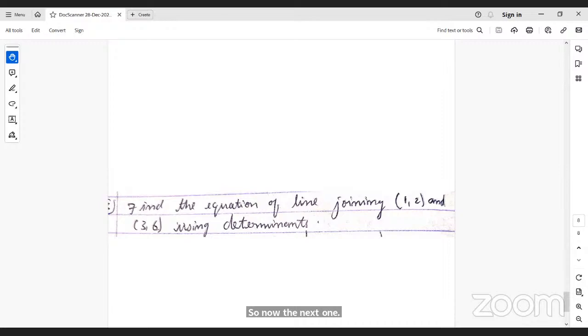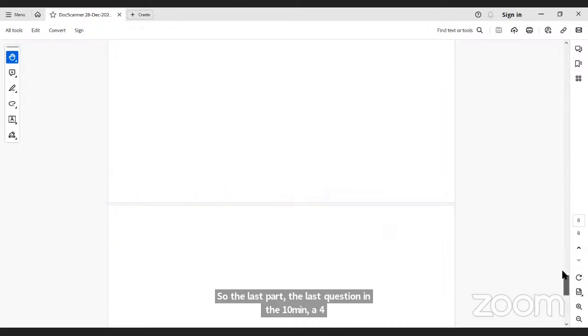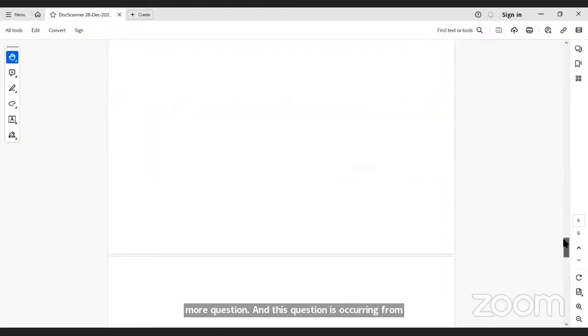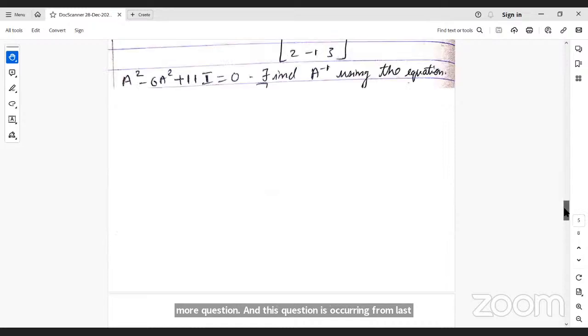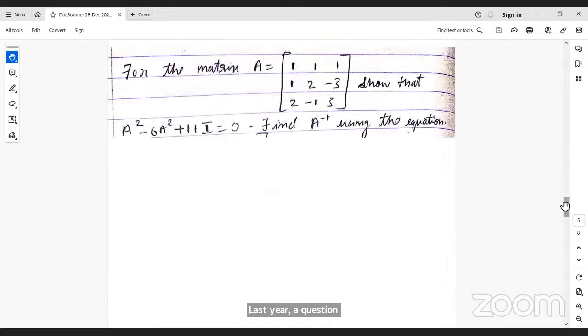The last question in determinants, a 4 mark question. This question has been occurring for the last 2 years. Last year a question was asked on this, and even in this year's model paper, the question is given. So for a 4 mark question, pay attention here. This will be the last example for today's class. So pay attention and try to understand.